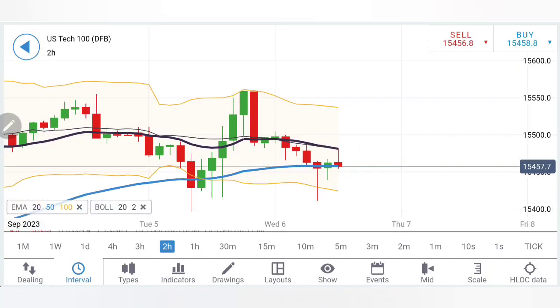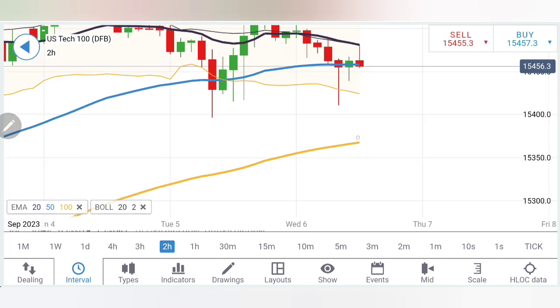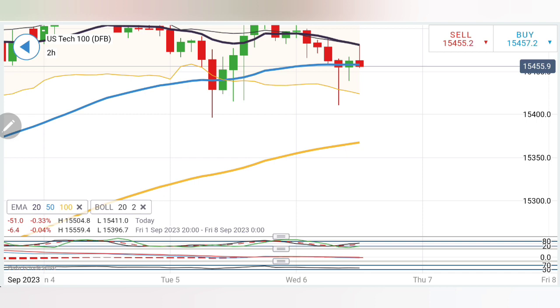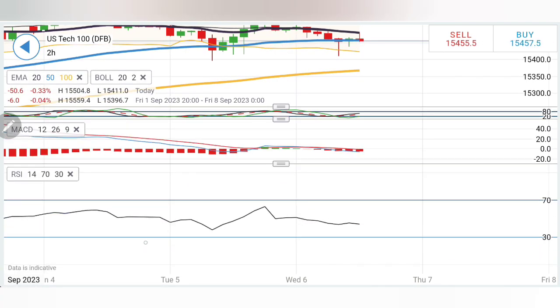Look at the 2-hour charts. On the 2-hour charts, higher lows, higher highs, 20 period moving average achieved. If it drops below 15,440, now we can expect 15,420, 400 as the major support. And then 15,360, 340 levels is the next support level. Stochastic rising, MACD is bearish, RSI is flat.